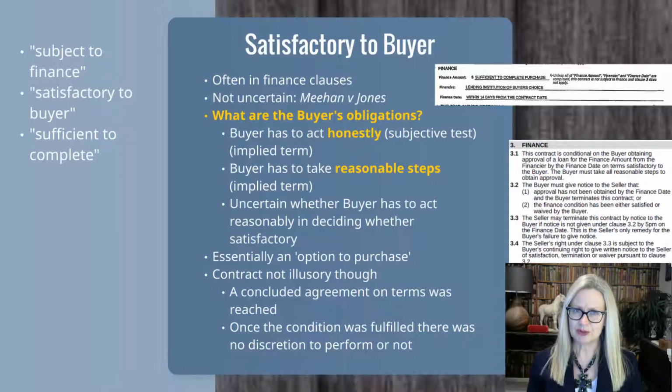The contract is not an illusory contract. You remember from your contract days that if a contract is illusory in the sense that one party has the complete discretion to perform or not perform, it's not going to be a sufficient enough arrangement. It will be illusory and it won't be enforceable. The court came to the conclusion that these kinds of clauses don't make the contract illusory, though, because a fully concluded agreement had been arranged between the parties, and once this condition is fulfilled, there is certainly no discretion on the buyer whether or not to perform.